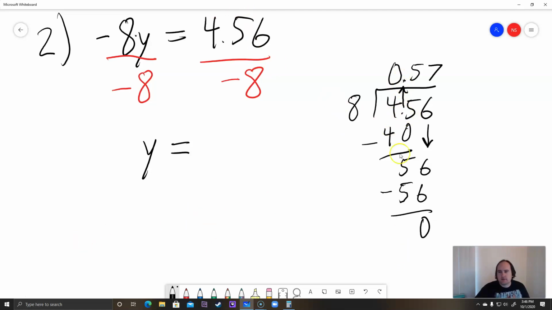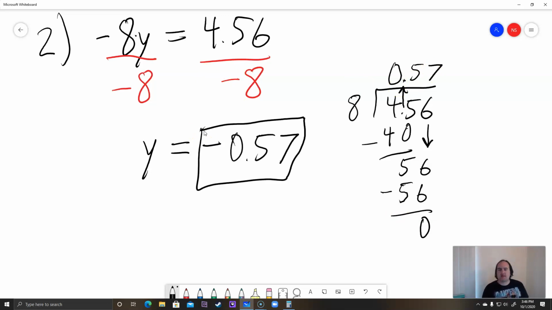So we get 0.57, but remember there was a minus here, so whatever answer we get has to be negative. It's actually going to be negative 0.57. Okay, so negative 0.57 is our answer.